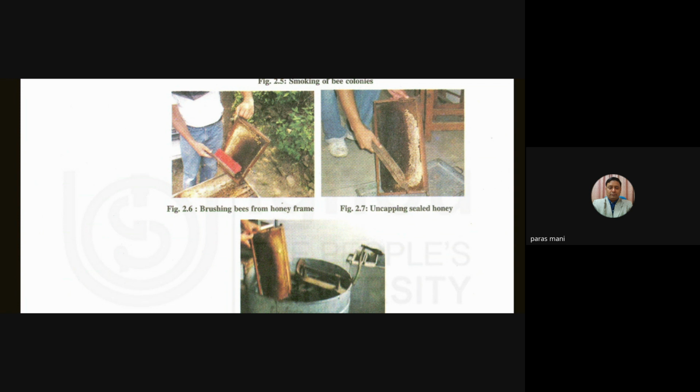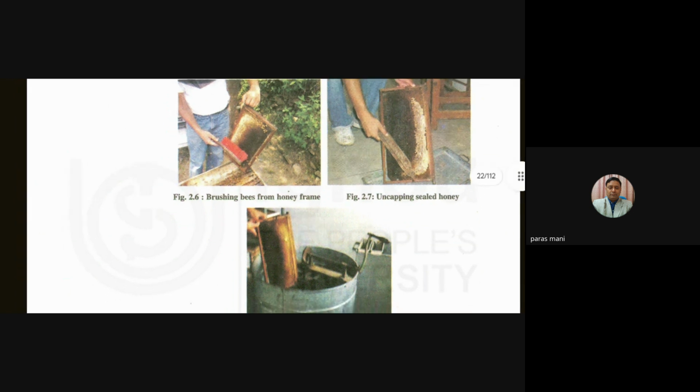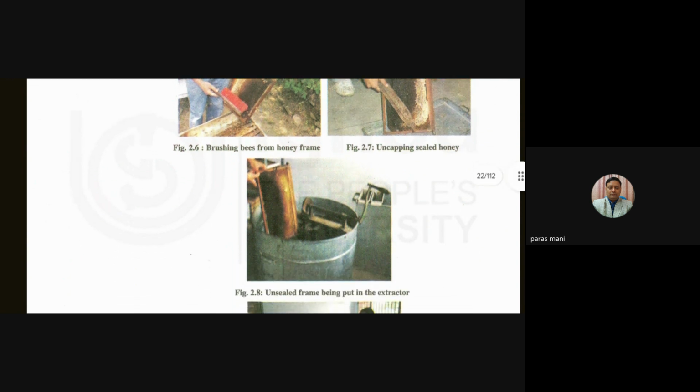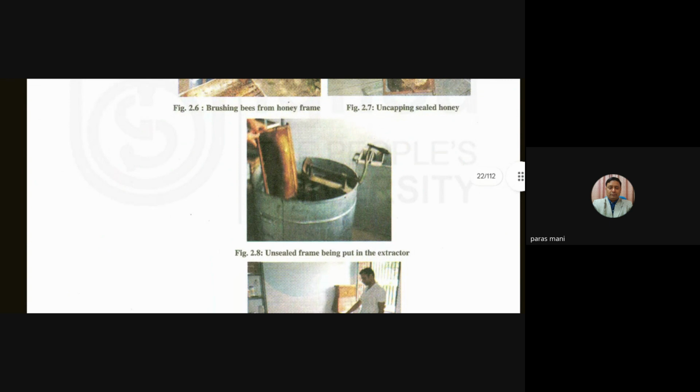Before slicing, you can heat up the knife. A little heating is done so that the cap will be opened easily. Just on coming into contact with the knife, the wax melts and the seal opens very easily. The unsealed frames are then put into the extractor.